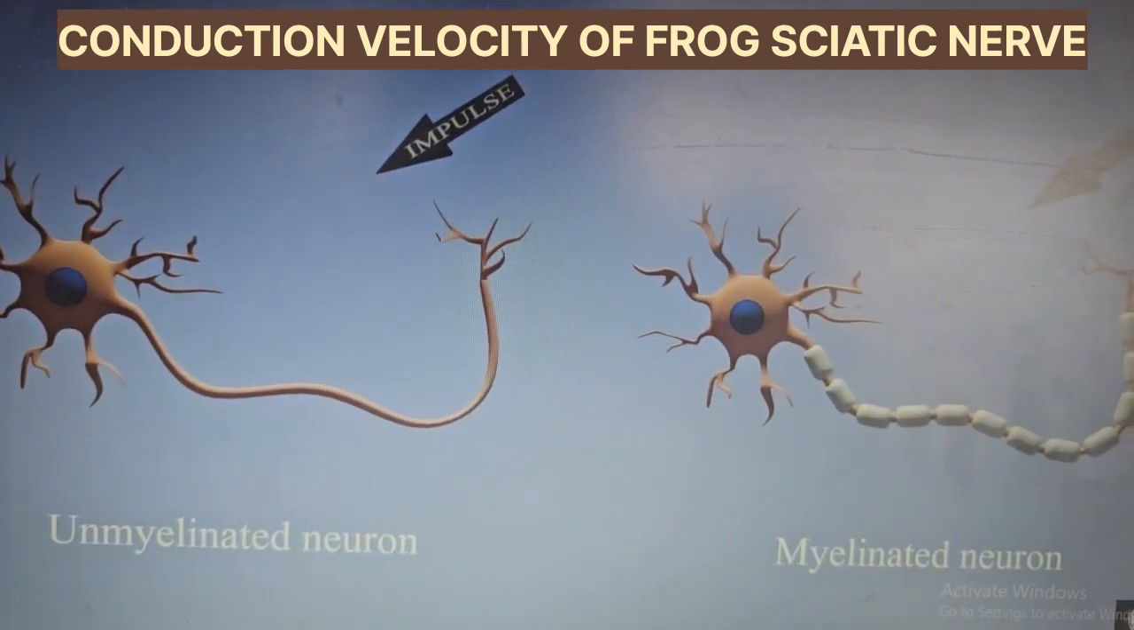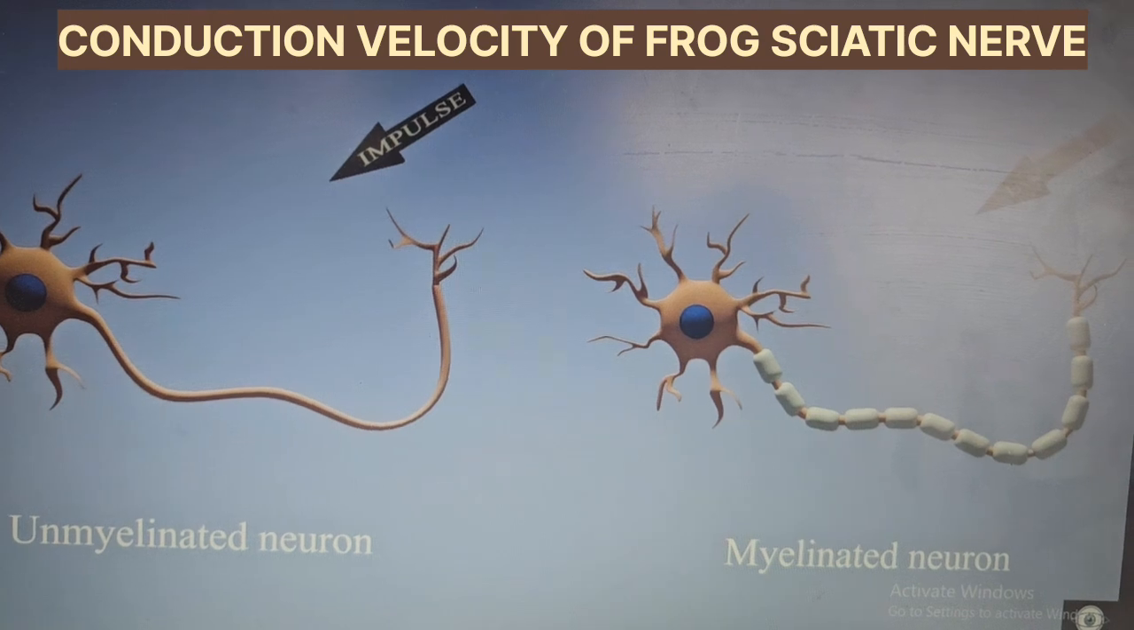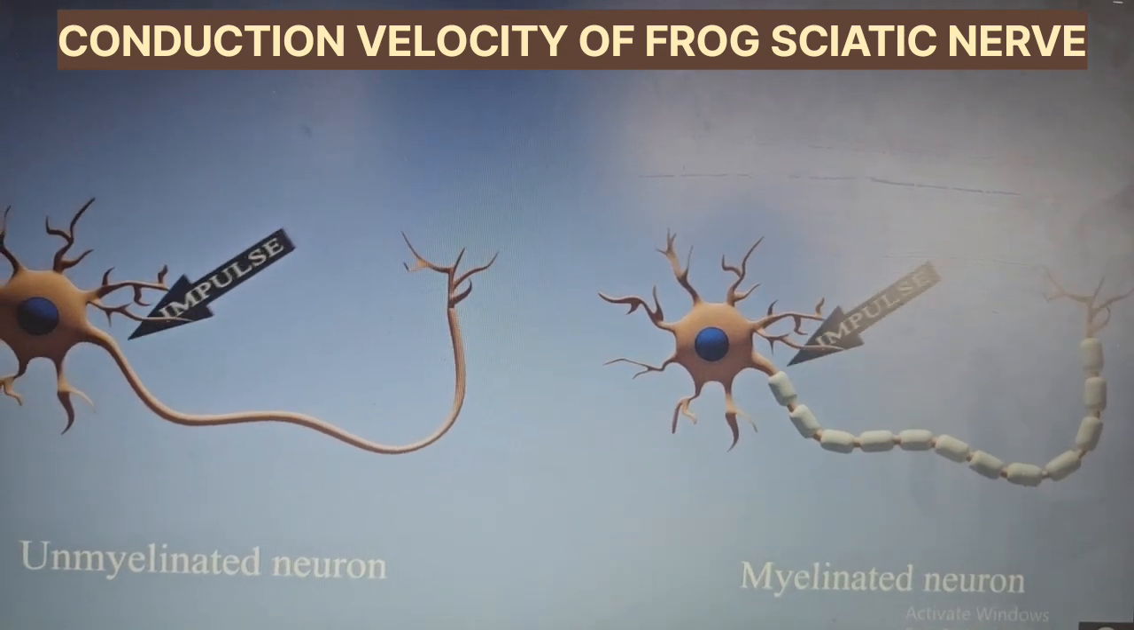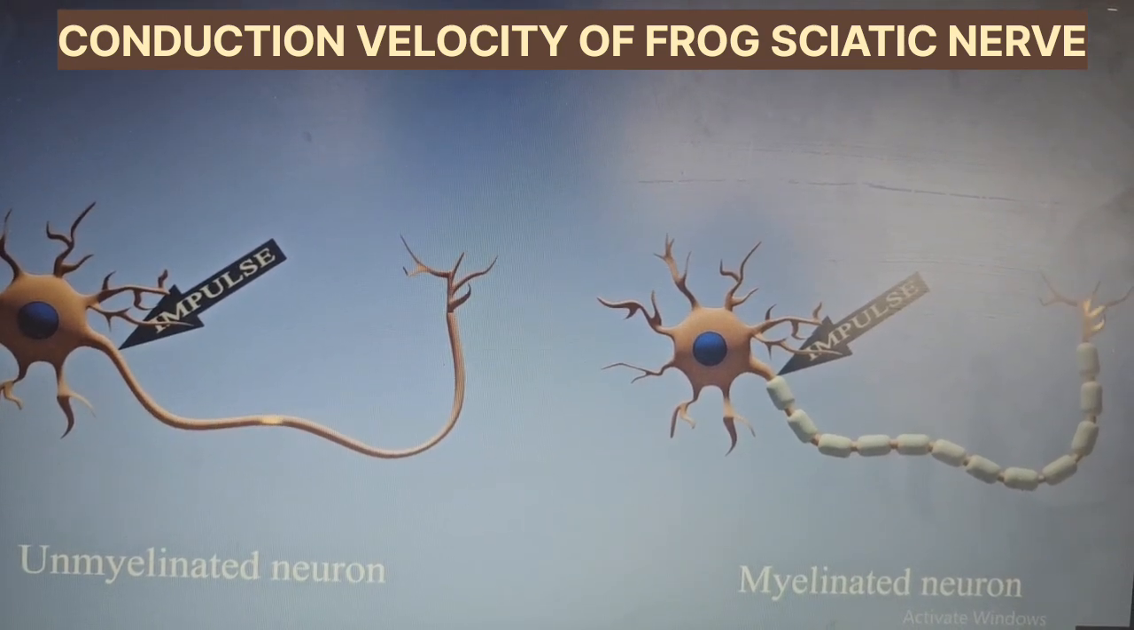Myelinated nerves conduct impulses much faster than unmyelinated nerves. This is because the current jumps from one node of Ranvier to the next in the myelinated nerves.